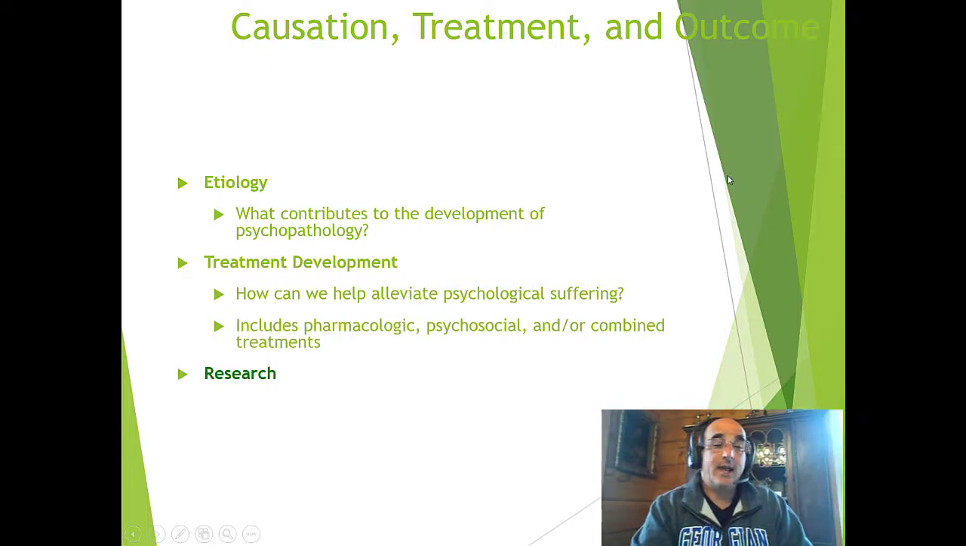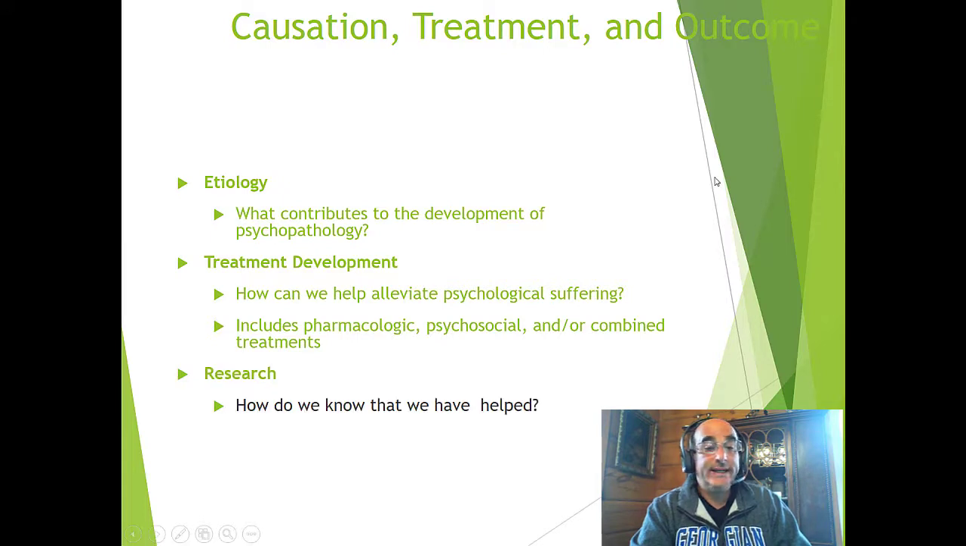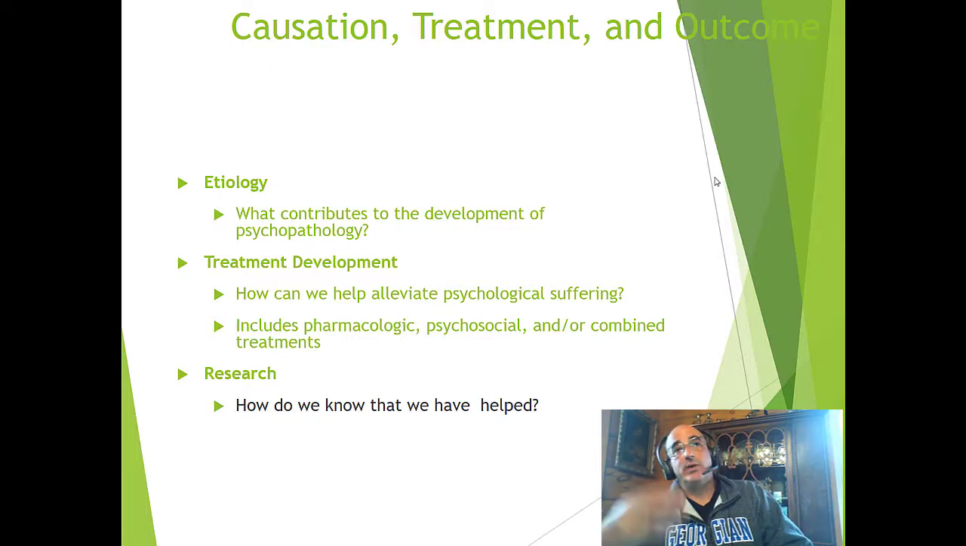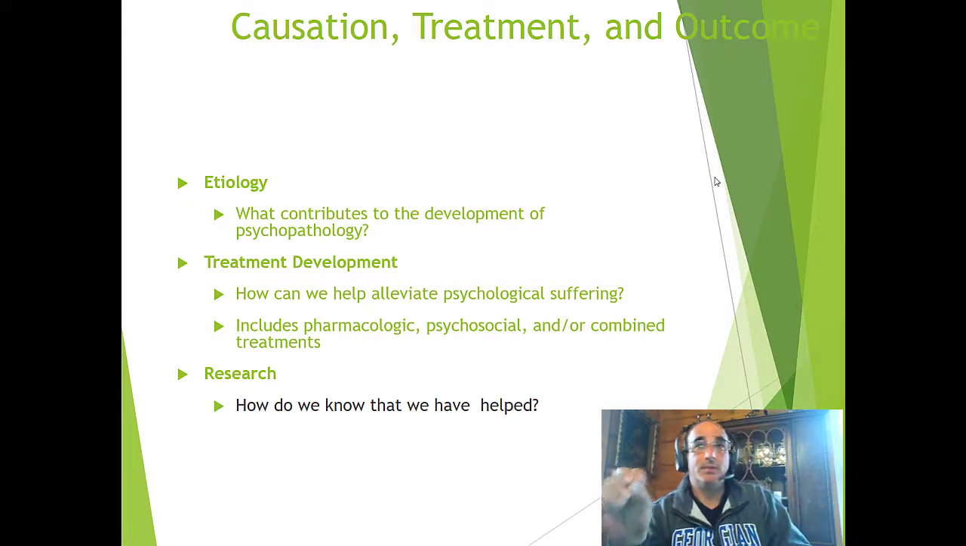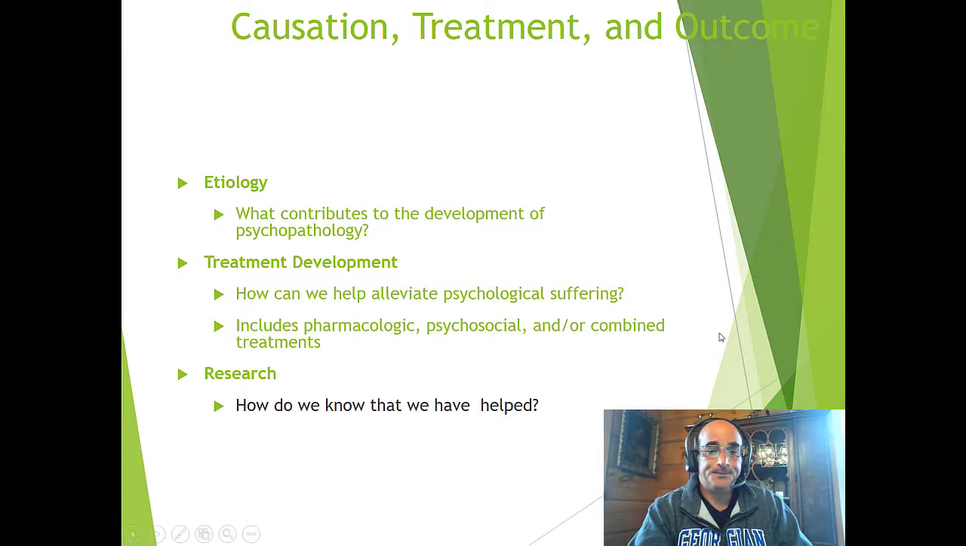Research in the areas of developmental or mental illness or cognitive, social, emotional issues are really looking at how do we know that we've helped somebody. So when we have a treatment and we want to research that treatment, we are looking at how we know that that treatment was effective and it helped the group of people that that treatment was applied to.